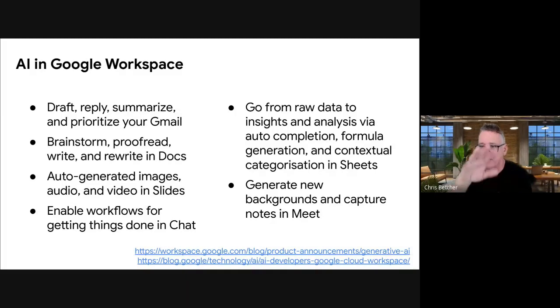All that generative text you saw happening there is the sort of thing you're seeing in ChatGPT, but using an even better AI engine inside Google Docs. Whether you're excited by the idea of Google Docs generating text for you automatically, or you find it terrifying, I don't know, it depends on your point of view, right? But all of this you'll be able to control, turning it on and off if it's not needed. Those are things I put on the screen there to draft, reply, summarize, prioritize your Gmail, brainstorm, proofread, write and rewrite in Docs.